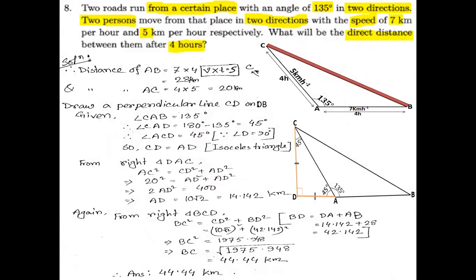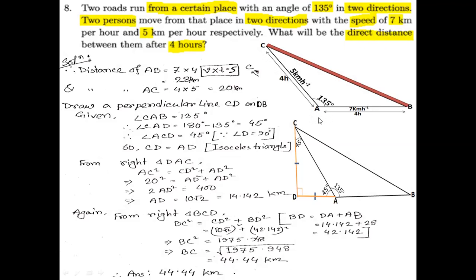Number 8. This kind of math generally you face so much trouble with, and you try to avoid these types of math. I will say it's not that difficult. You just need to understand the concept. What is given here? From a certain place, with an angle of 135 degrees in two directions, two persons move from the place with the speed of 7 km per hour and 5 km per hour respectively. What will be the direct distance between them after 4 hours?